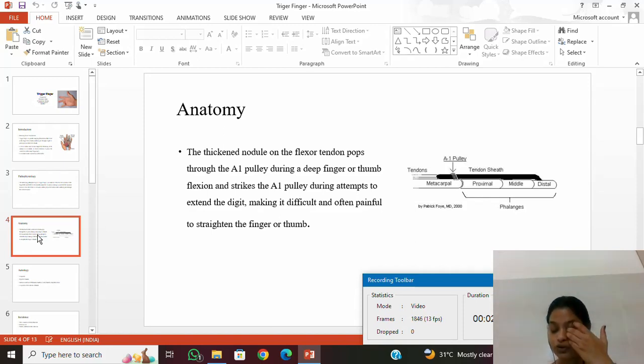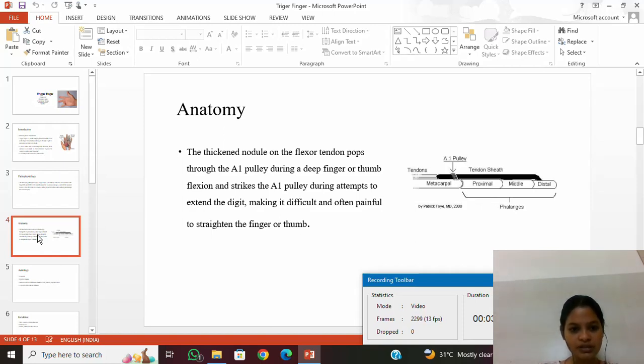So like that, the cruciate pulleys also have three types: the C1 pulley overlies the middle of the proximal phalanx, the C2 pulley overlies the proximal end of the middle phalanx, and the C3 pulley overlies the distal end of the middle phalanx. Okay, then here you can see the metacarpal, proximal, middle and distal. At the metacarpal joint, the nodule is forming.